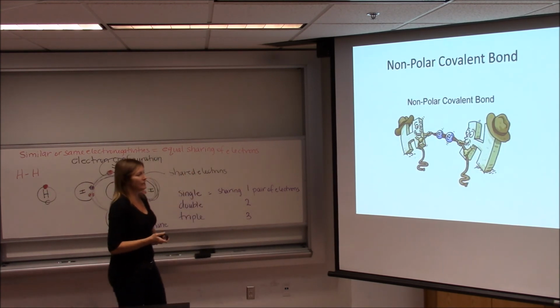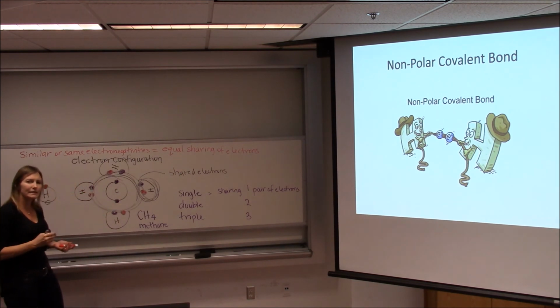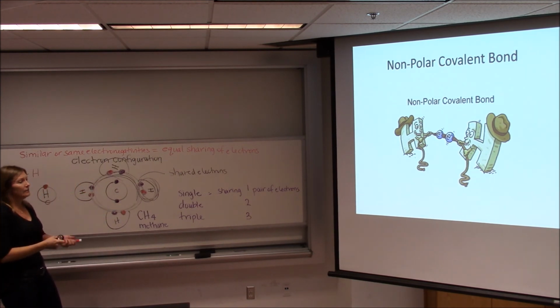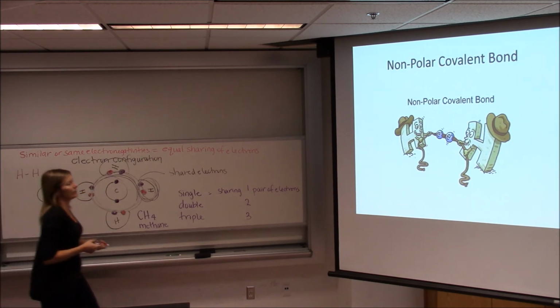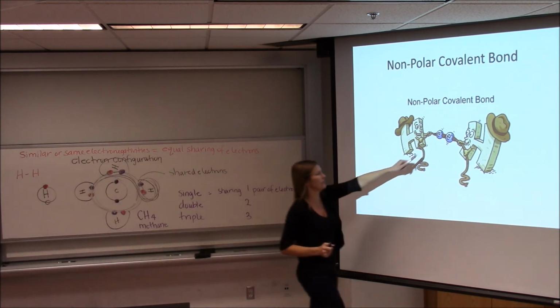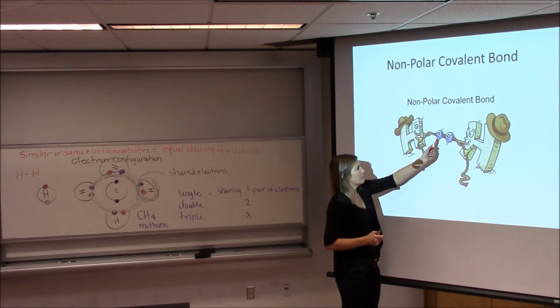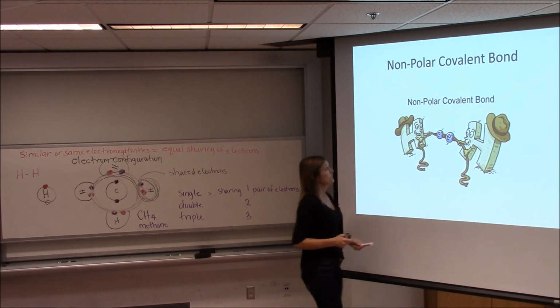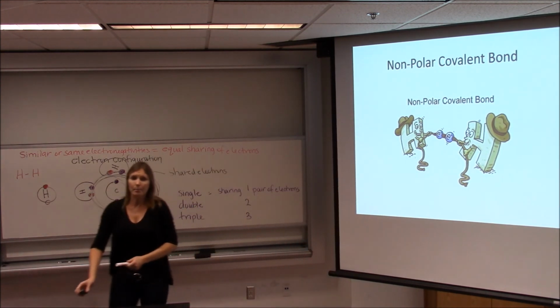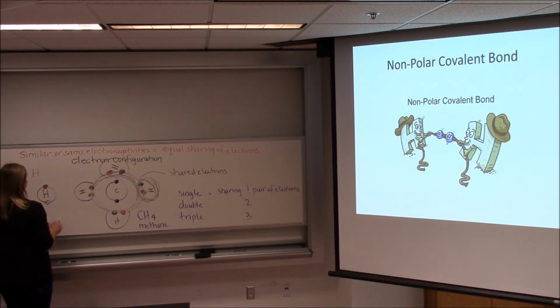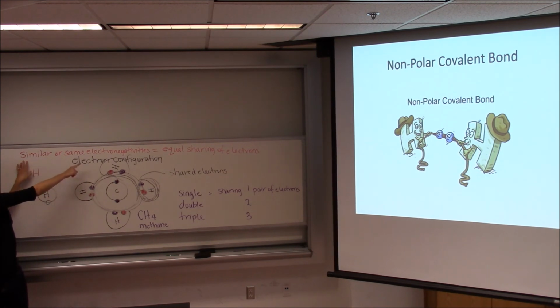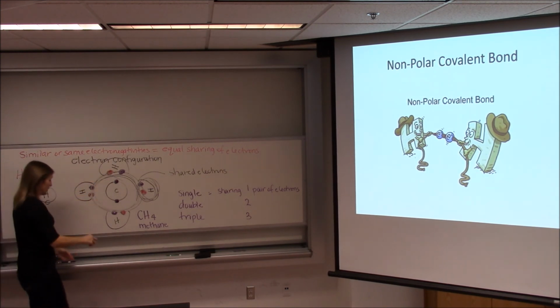These two hydrogens have the exact same electronegativity as each other, so they're going to have equal pull on those electrons. So those electrons are shared equally. They're right here in the middle, shared equally between those two hydrogens. That's called a non-polar covalent bond. So similar or same electronegativity, equal sharing of electrons.